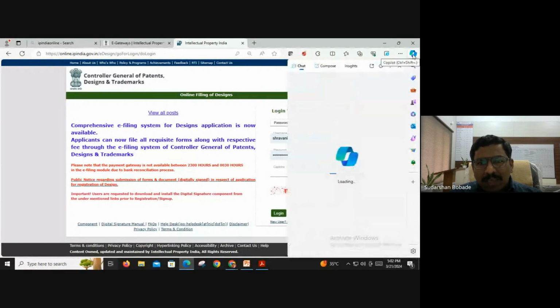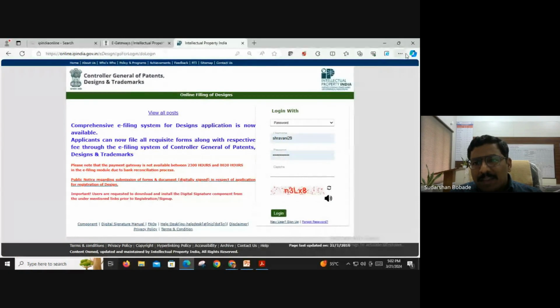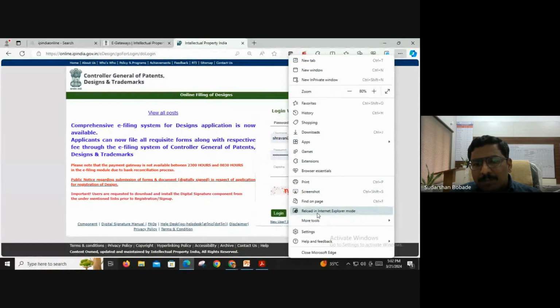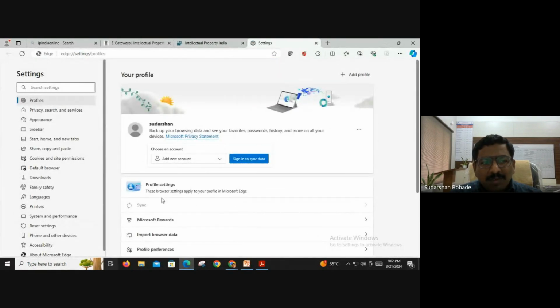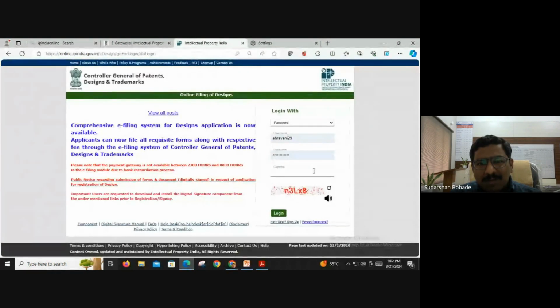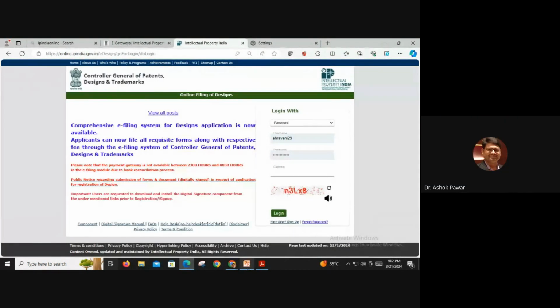Now this is the Edge only. This browser is Edge, but there is one setting in this tab, and this setting will get enabled when you do some additional setting in the settings box. Related to this, you have to take help from your system administrator. They will definitely help you out. Thank you, sir.